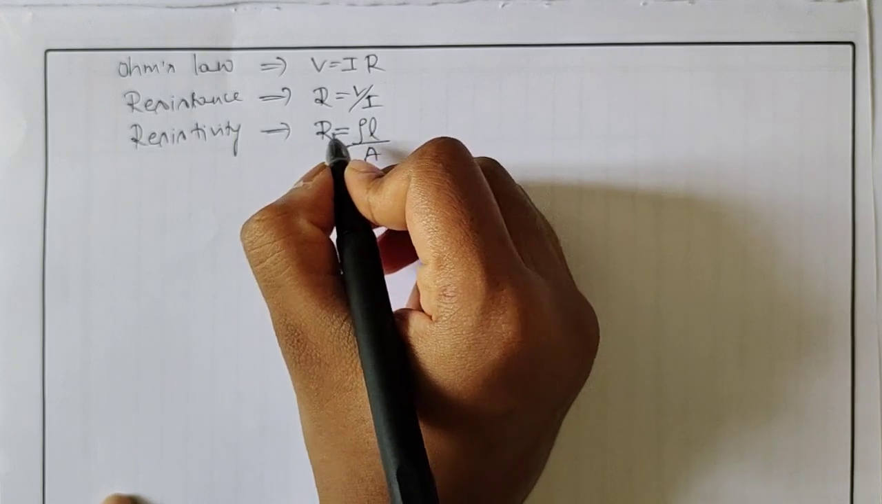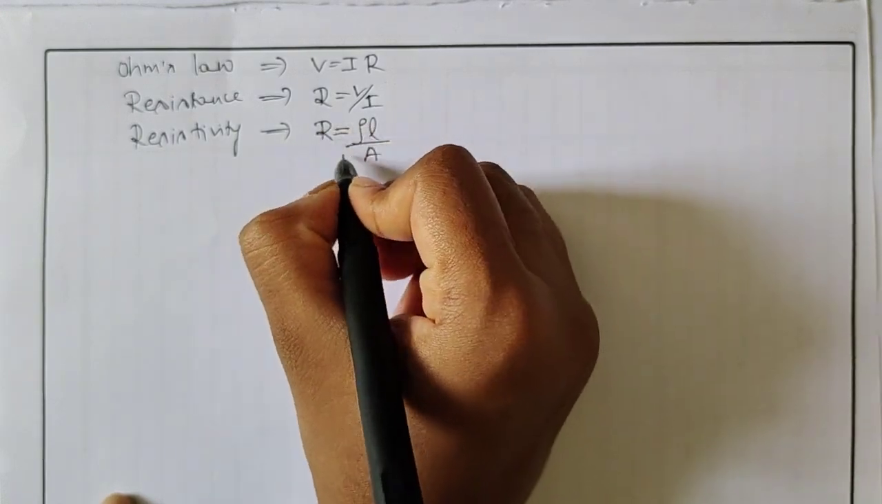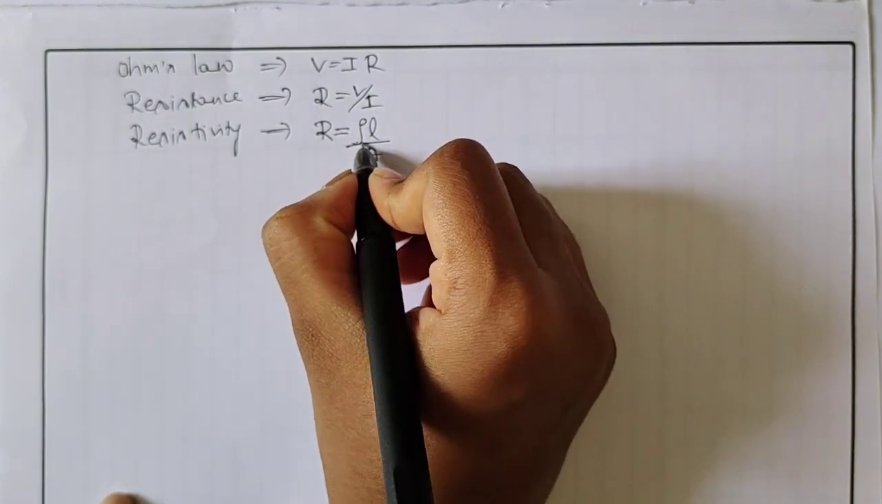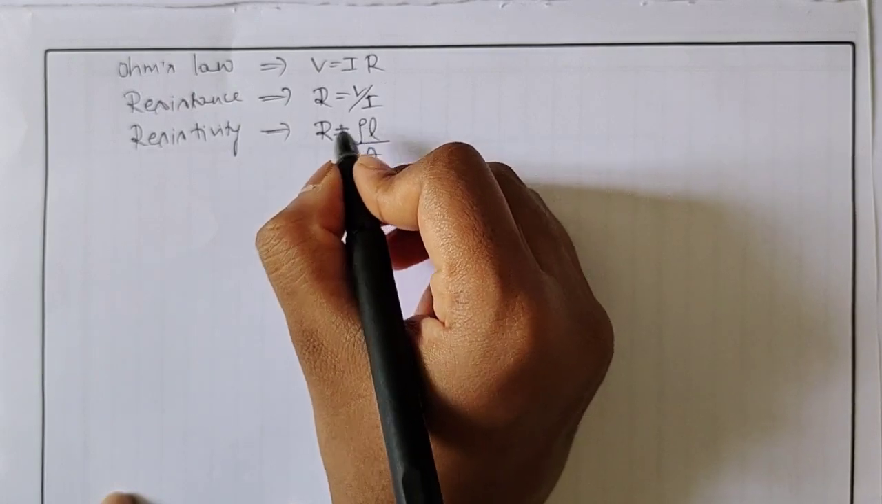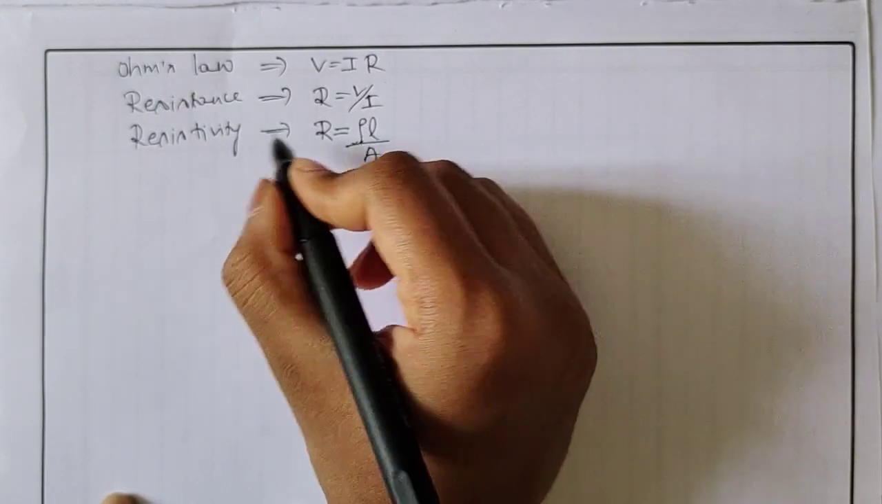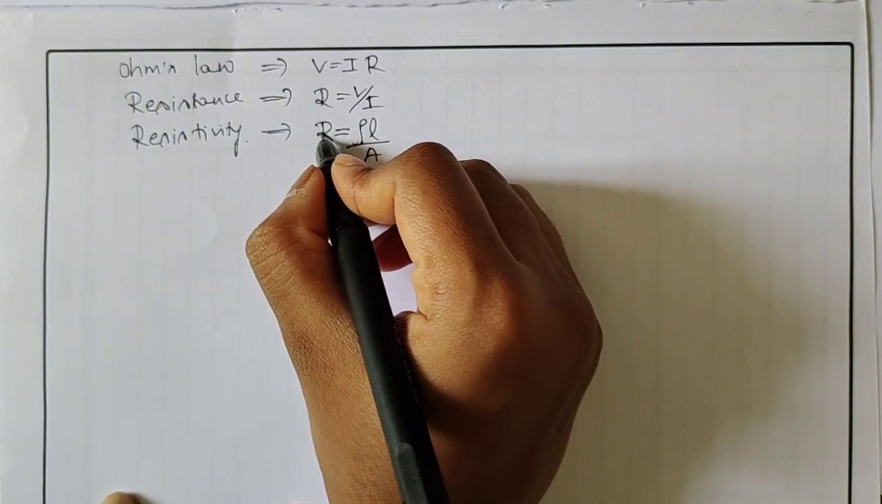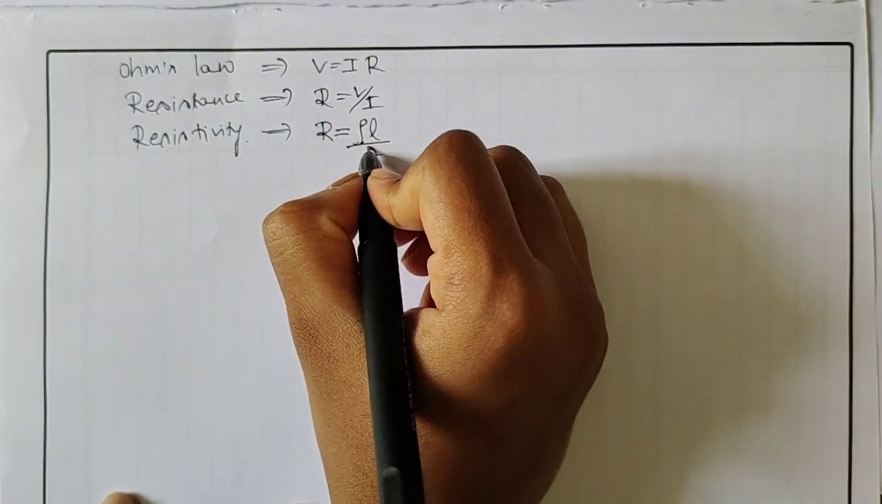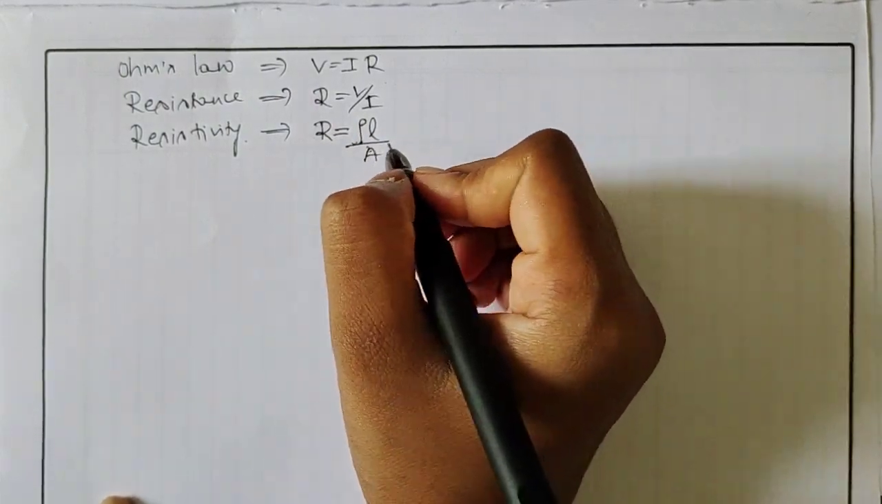Later we'll modify to take R outside, and this we need to do based on the question. If they ask us to find out resistivity, we need to take this out. If not, if they ask us to find out R, then we need to use the same formula. Clear? Now, which are the problems I'm going to solve today?